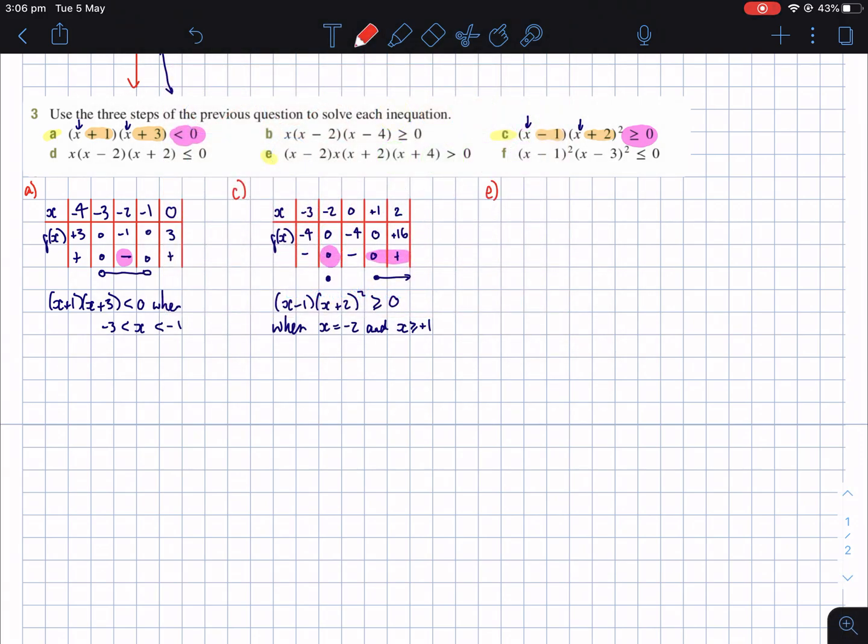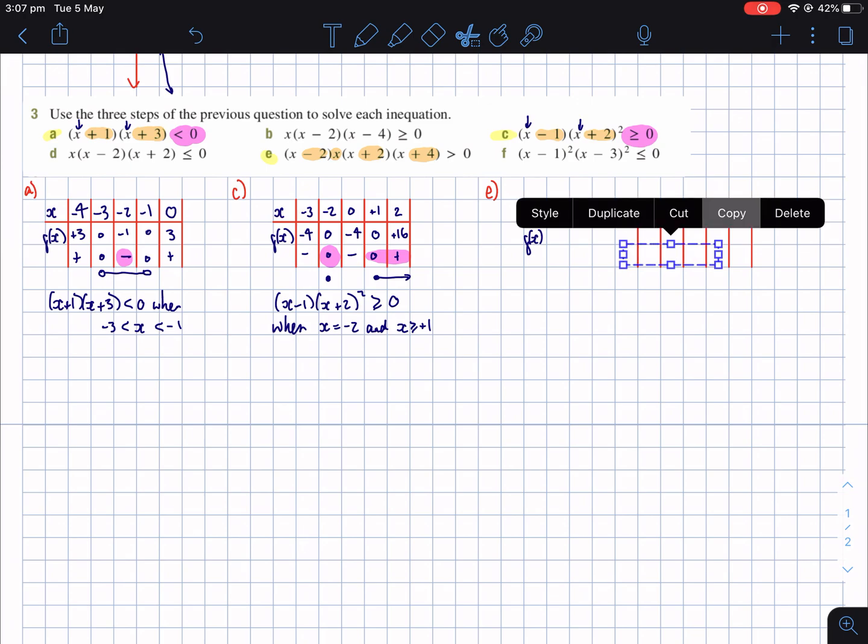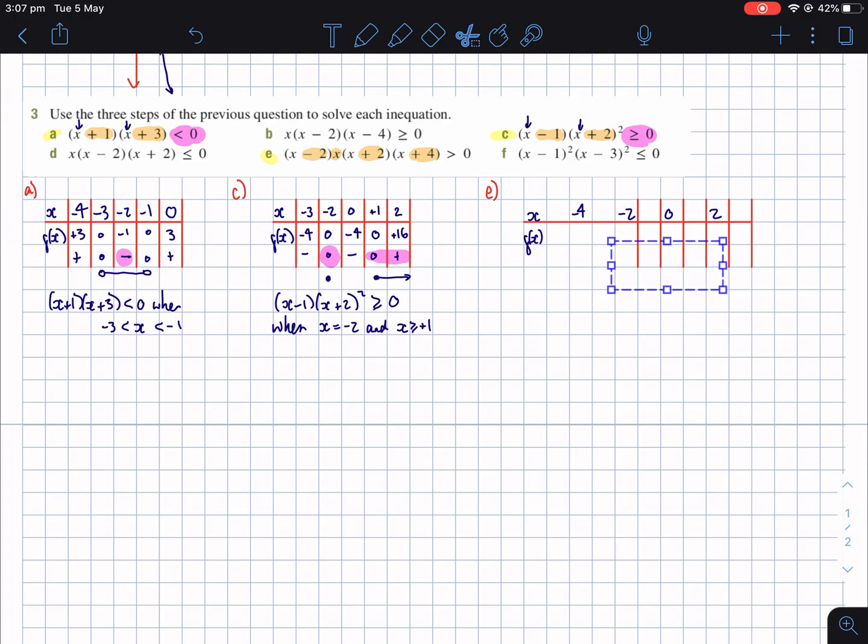Question E. All right, this time f of x, we're going to have -4, -2, 0, and +2. So we're going to leave spaces on either side, -2, 0, +2. Spaces on either side. Okay, that took longer than if I'd just drawn them.